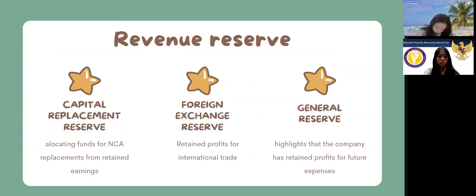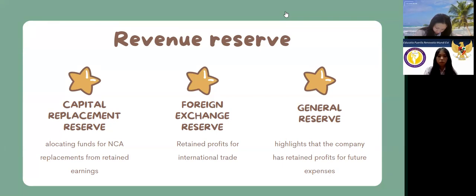After that is foreign exchange reserve. Companies that trade internationally will need to buy and sell inventories in different currencies depending on each of the different countries. So here, retained profits are set aside into a foreign exchange reserve. This is to be safe in case of any changes in the economy or instability of the currency. And this is why it is needed in international trade for the international economy.